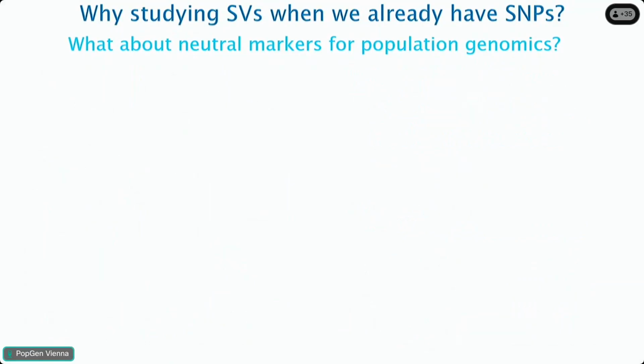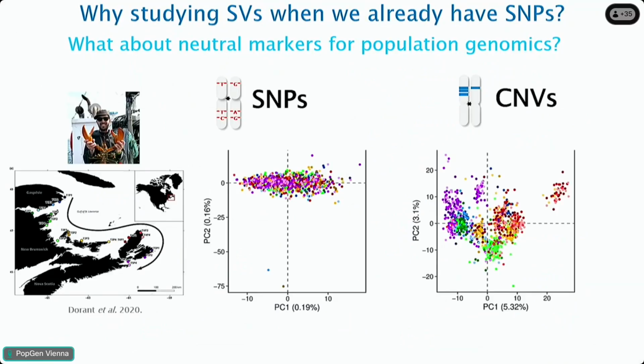But it's not the case in all species. If you ask my friend Jan, who did that in the lobster, he found that with SNPs, he sees no structure, while with copy number variants, he would see a geographic structure among the lobster population. So why so? It could be because of CNVs evolving slightly faster, or also correlating with some micro-environmental differences.